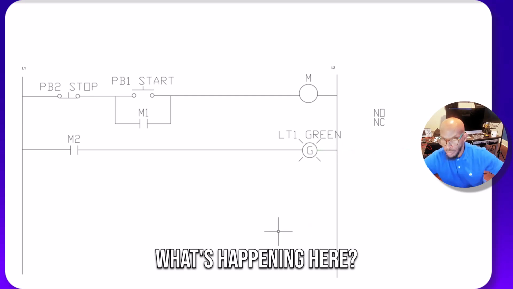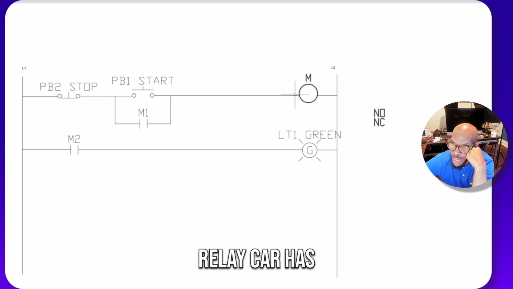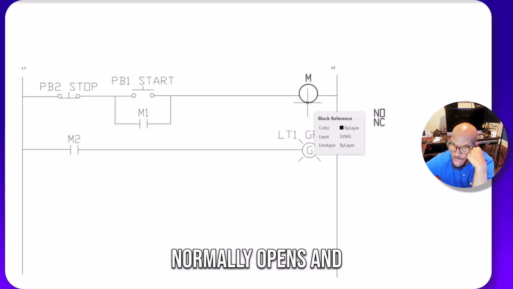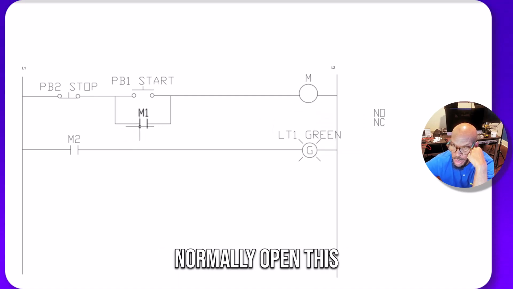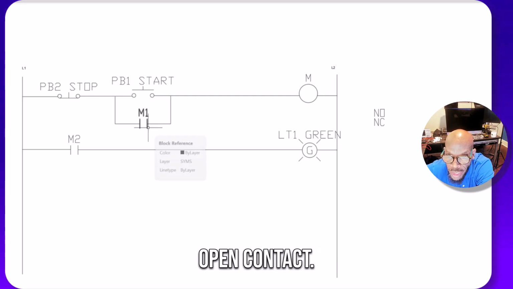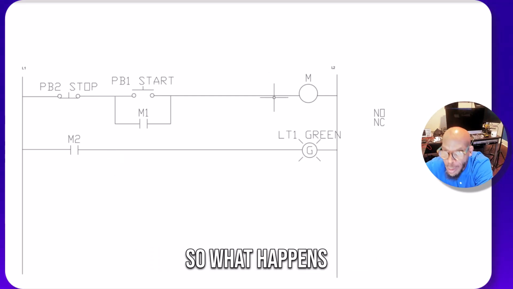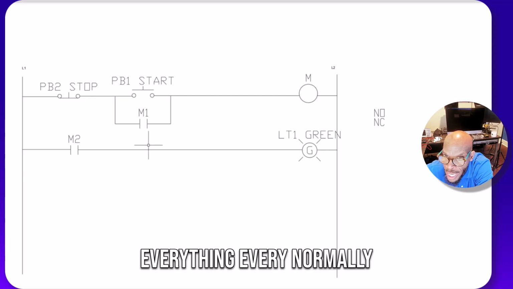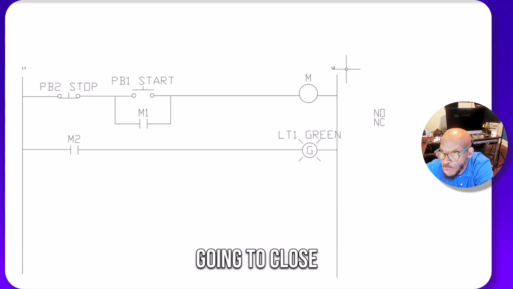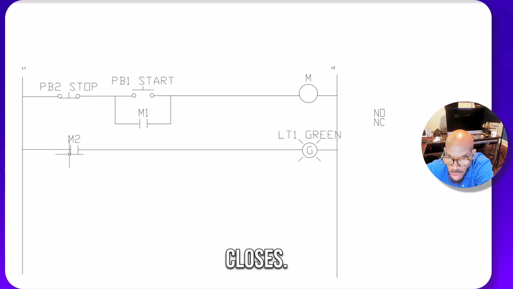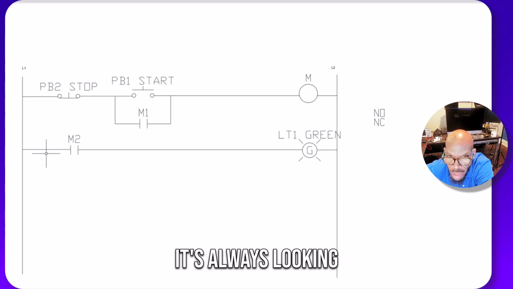So what's happening here? Remember I told you that this relay coil has several contacts on it. It's got 3 normally open and 3 normally closed. This is a representation of a normally open contact. This is a representation of a normally open contact. Every normally open contact is going to close when this relay is energized. So that one closes and this one closes. So what happens when this one closes? It's got a least path of resistance. That's what electricity likes to do. That's why it's always looking to try to go to ground.